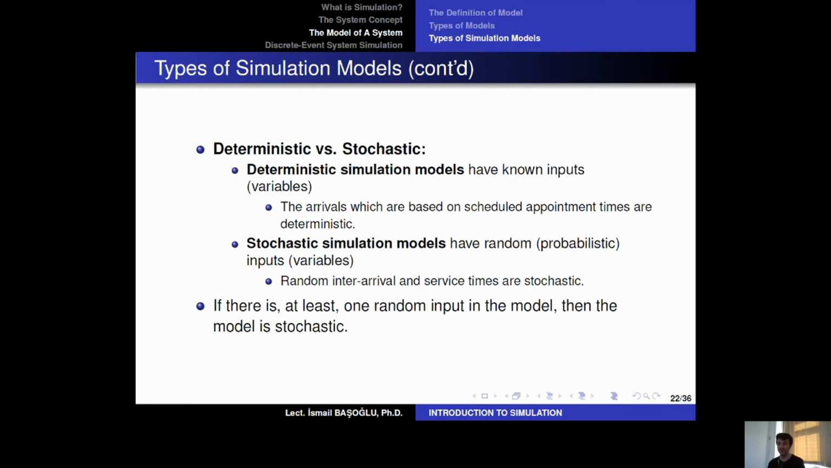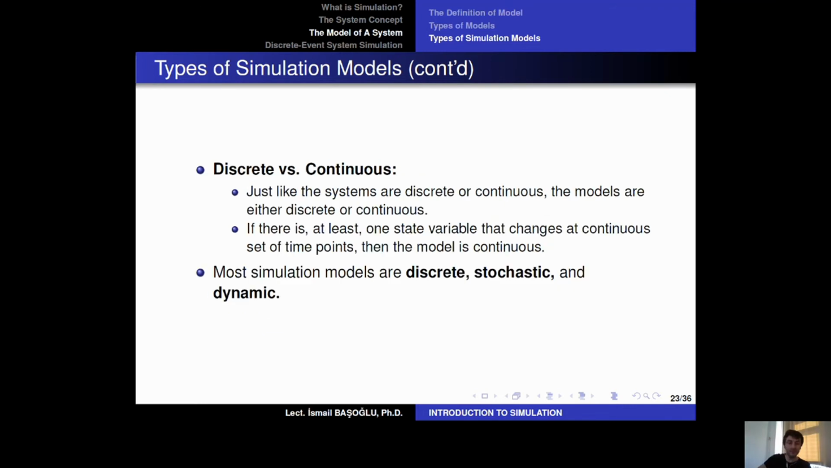So if the inter-arrival times of the clients or the service times of clients are modeled as a random input that follows a probability distribution, then we call this a stochastic model. Now, if there is at least one random input in a model, let's say every input is deterministic except one, which is assumed to be random, then we call that simulation model a stochastic simulation model. So if you want a deterministic simulation model, all inputs should be deterministic.